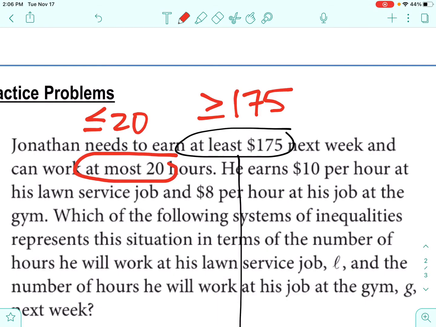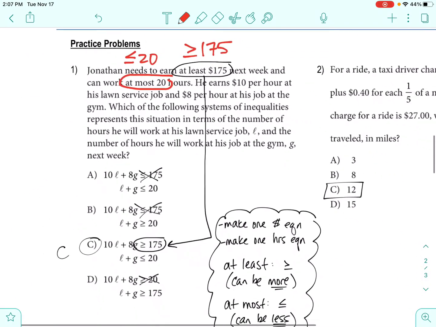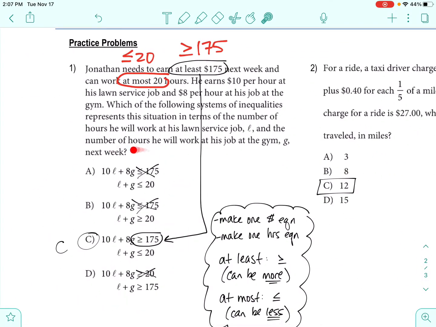Those are just important symbols, and I wonder if writing those down will help me eliminate any of these answers. I'm looking for greater than or equal to 175. I can cross this one out. I'm looking for greater than or equal to 175. Cross this one out. Interesting. So I'm down to a 50-50 shot without even reading the second sentence of the question. Let's also look at less than or equal to 20. So this one has already been eliminated. This one has already been eliminated. Just by reading those words really carefully, we already know C is the correct answer.